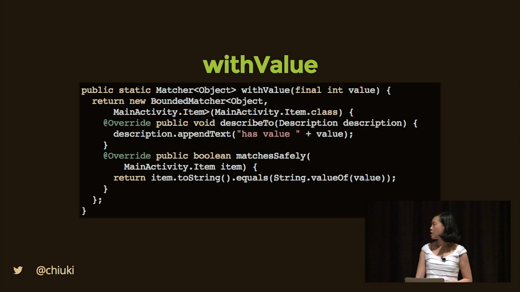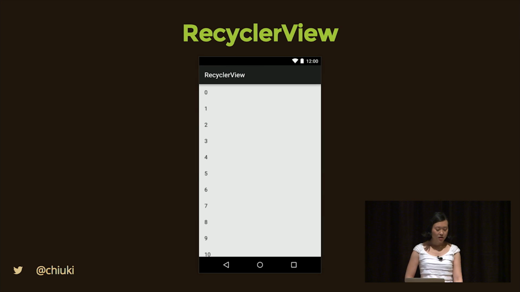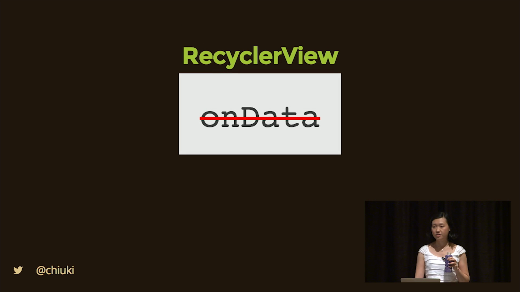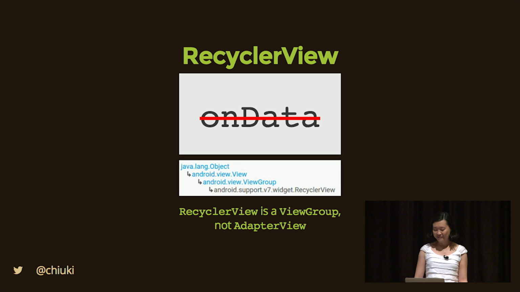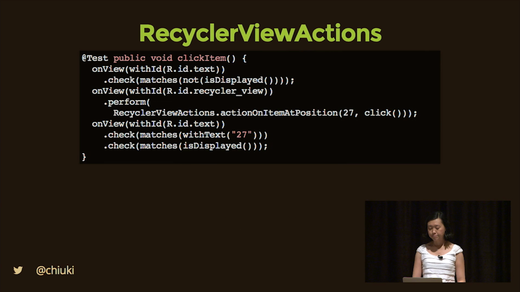Good? All right. RecyclerView. So yeah, a gentleman here already mentioned it. This RecyclerView looks pretty much the same as our ListView. However, you cannot use onData with it. Does anybody know why? Good. I'm going to teach you something. The reason you cannot do it is that RecyclerView is actually a ViewGroup, not an AdapterView. And even though it looks surprisingly similar, under the hood they are very, very different. So when you're working with RecyclerView, you're going to go back to using onView instead of onData.